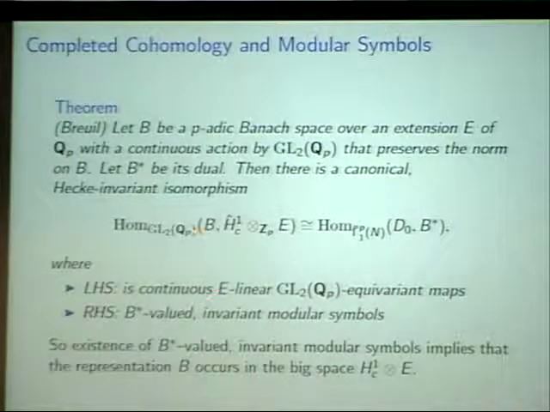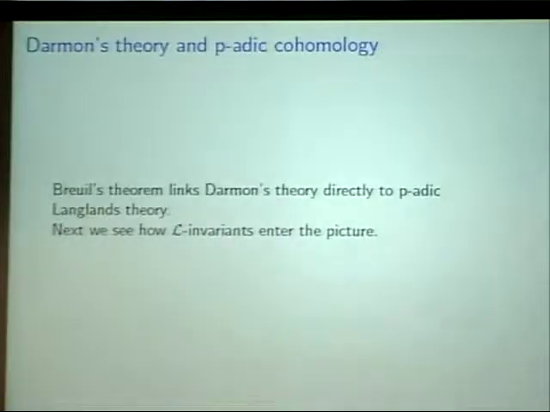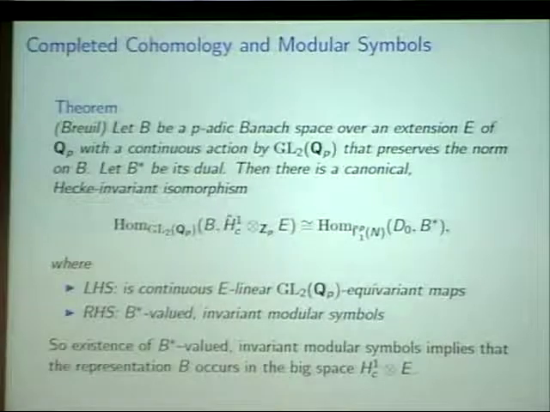So the meaning of this thing is, if you think of this B as a local object, the local component of a Langlands correspondence, a local representation of GL2 of QP, and you think of this as the global thing, and you want to see how the local thing embeds into the global thing, well, you can compute it by looking at modular symbols. And this may seem hopelessly abstract, and in certain ways it is, but in other ways it's really pretty formal.